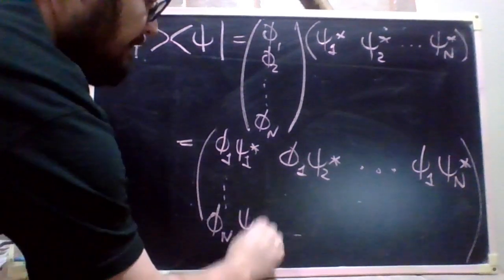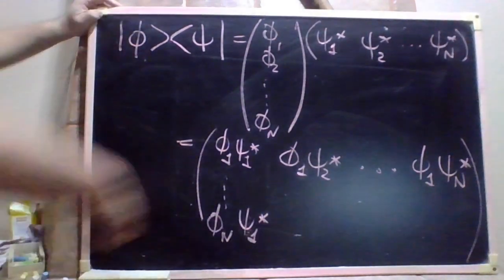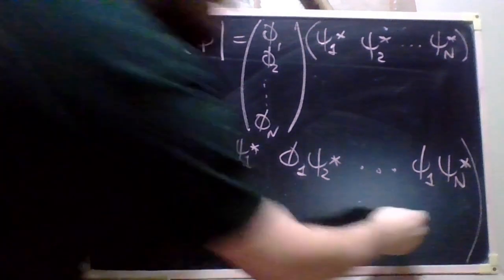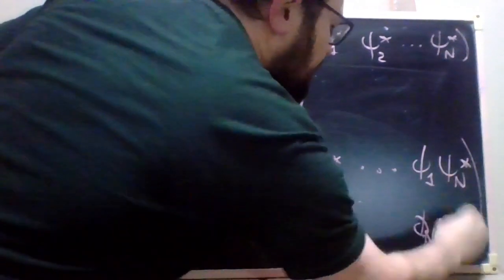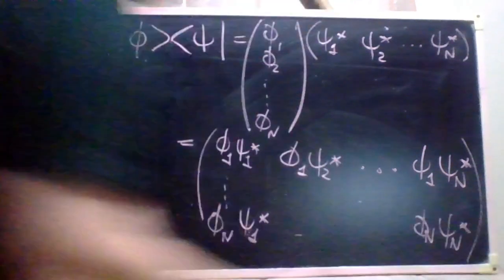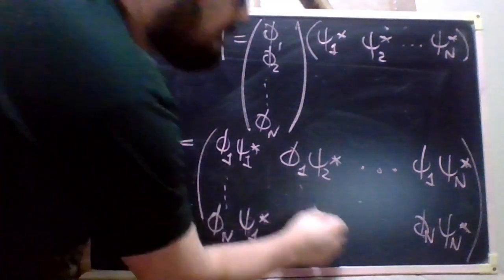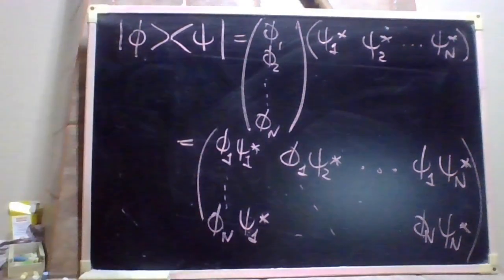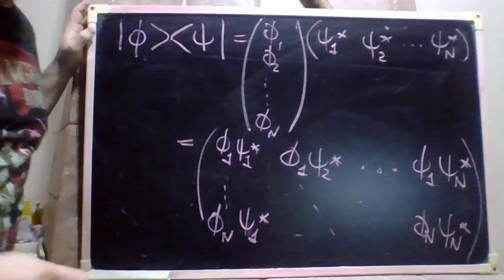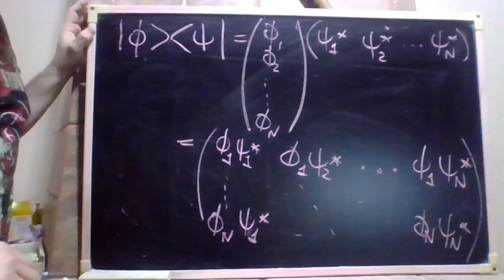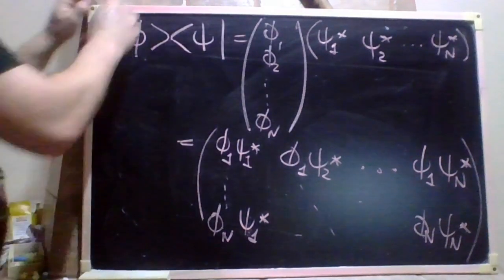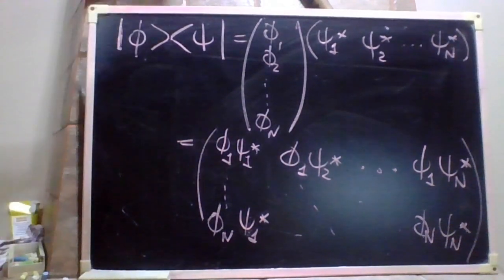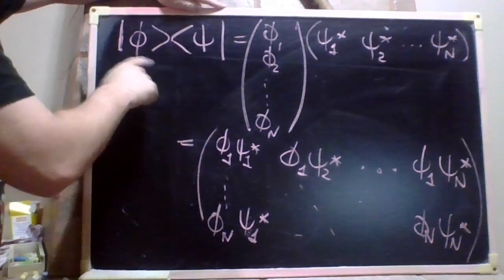Then you'll get all the components of this matrix. You'll get the phi n, psi n, complex conjugate, and so on. And you get the matrix, an n by n matrix. I'm sorry about that, but I guess it can be understood this way. Well, so this is an exterior product.